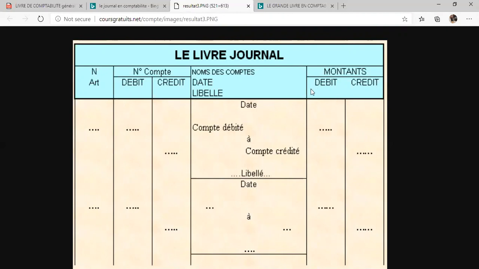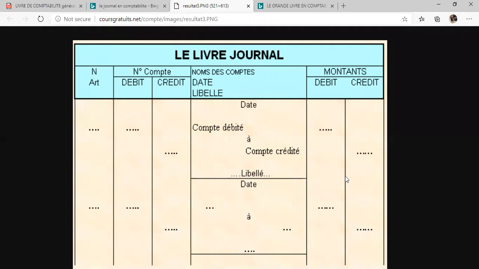So in this column, these last two are called montant, which is amount. So we have amount debited to your left and amount credited to your right. These should normally be equal. They should always be equal. So I hope I'm clear with that.